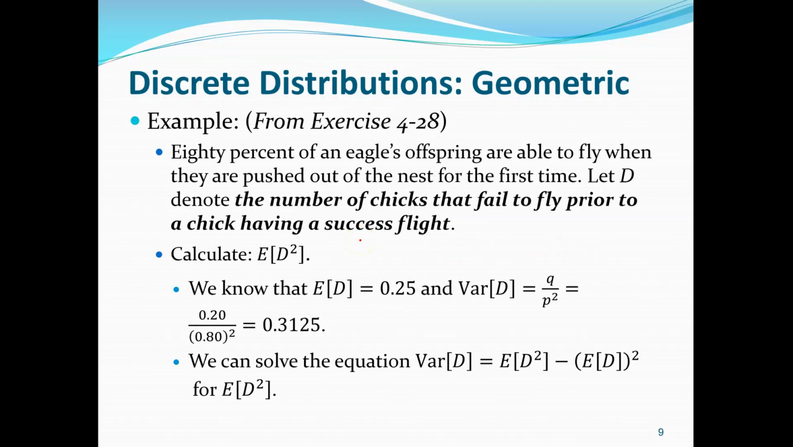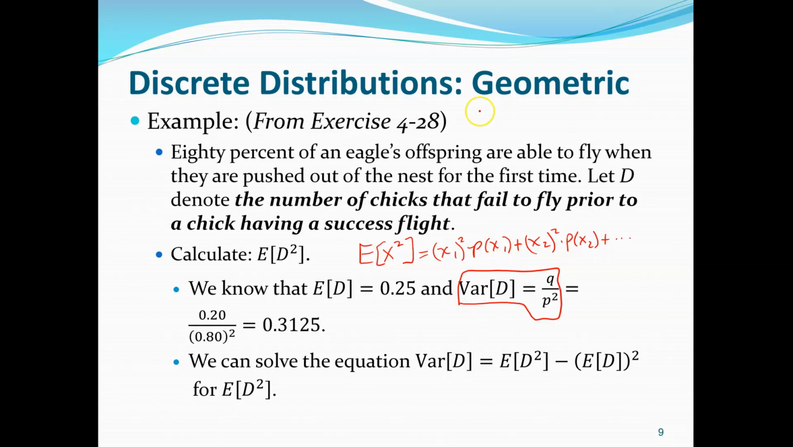Now, let's look at the expected value of D squared. If I were to do this problem, remember this is just x1 squared times the probability of x1 plus x2 squared times the probability of x2, and so forth. That, again, is going to take us a lot of work to figure out, but we do have a formula for the variance.